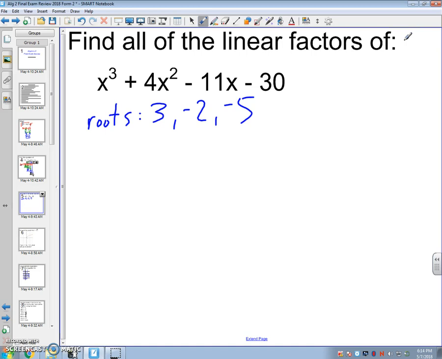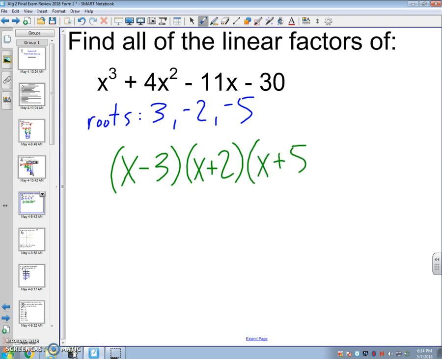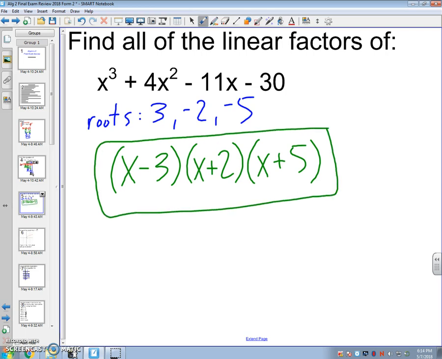I need the factors. My factors, you put next to x and change the sign. X minus 3 is my factor because that gives me the root of 3. X plus 2 is the factor because that gives me the root of negative 2. And then x plus 5. All I do is change the signs and put next to x. So make sure you know roots and factors are related.